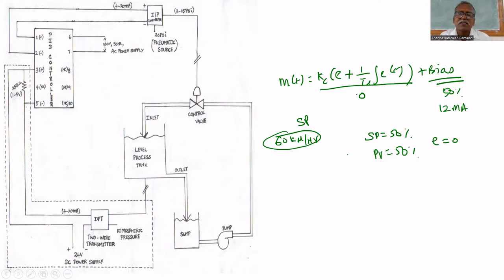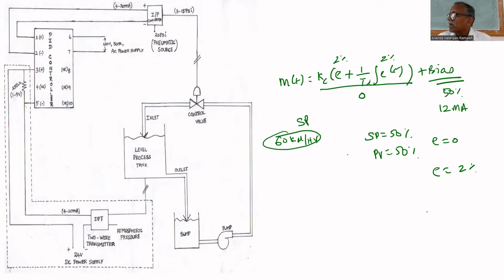Suppose some disturbance enters, and the level is reduced to 48%. Therefore, error becomes 2%. Therefore, you substitute the 2% here. Here also you substitute the 2%. Now controller output is increased beyond 50%. You understand that?